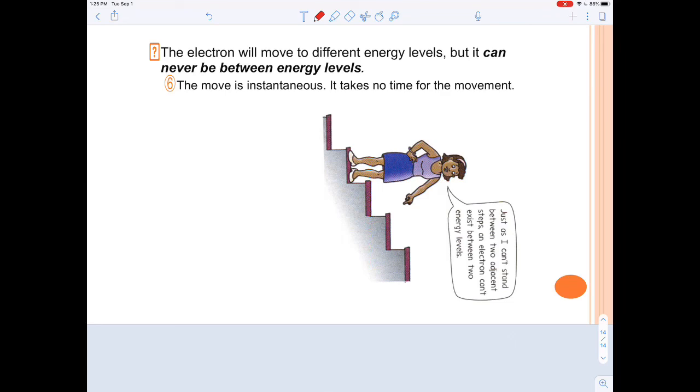Lastly, electrons can be on different energy levels, but they can never be between energy levels. Basically, the move is instantaneous, so you'll never see an electron hanging out between energy levels.